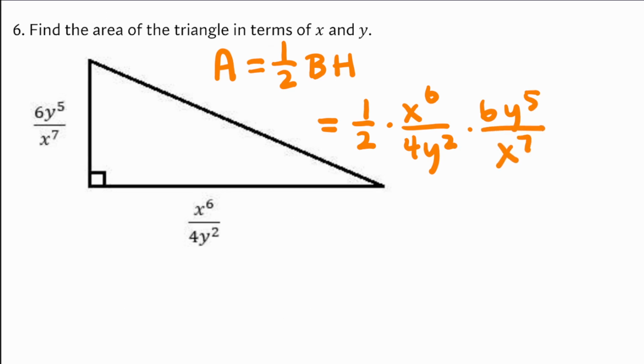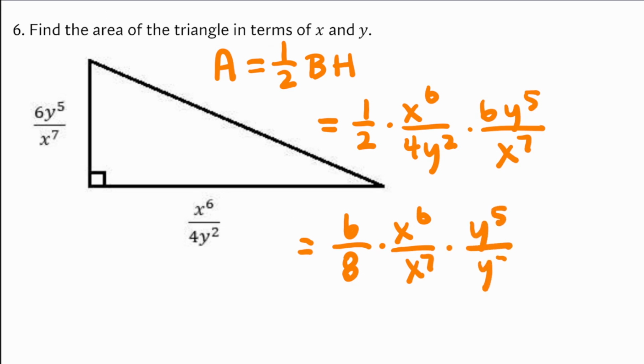Now we're going to just simplify this. So I might put all the numbers together. 1 times 6 would be 6 on top, divided by 2 times 4 is 8 on bottom. The x's, I've got x to the 6 over x to the 7. And with y's, I've got y to the 5 divided by y to the 2. I can rearrange these things because 2 times 3 is the same as 3 times 2, right? We can multiply things in whatever order we like. That might not be true if we were looking at things that were added together and then being squared, but in this case, this would work.